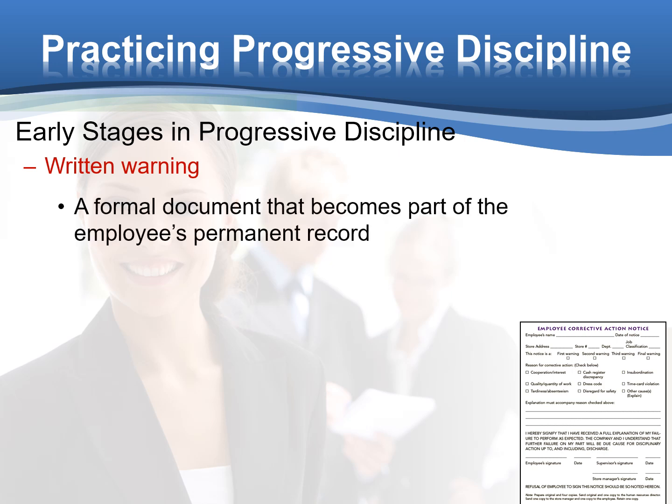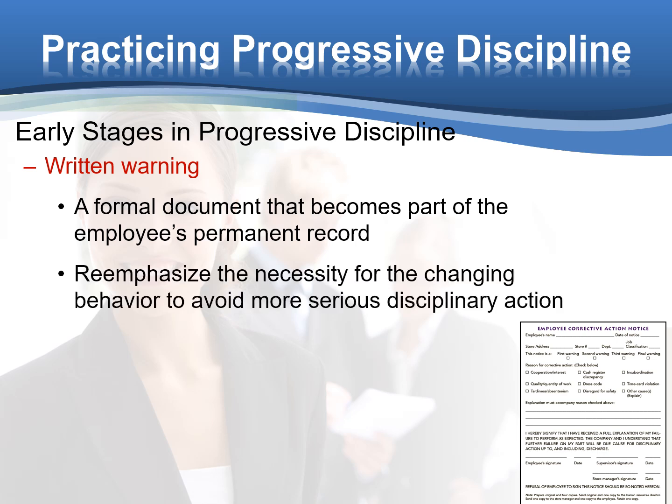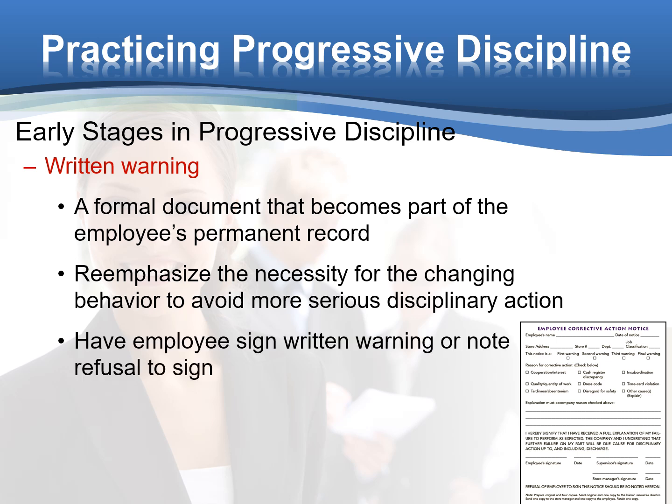Written warning. Formal document that becomes part of the employee's permanent record, sample down here in the right-hand corner. Reemphasize the necessity for the changing of the behavior to avoid any more serious disciplinary action. Have the employee sign the written warning or note that they refuse to sign if that's what they choose.